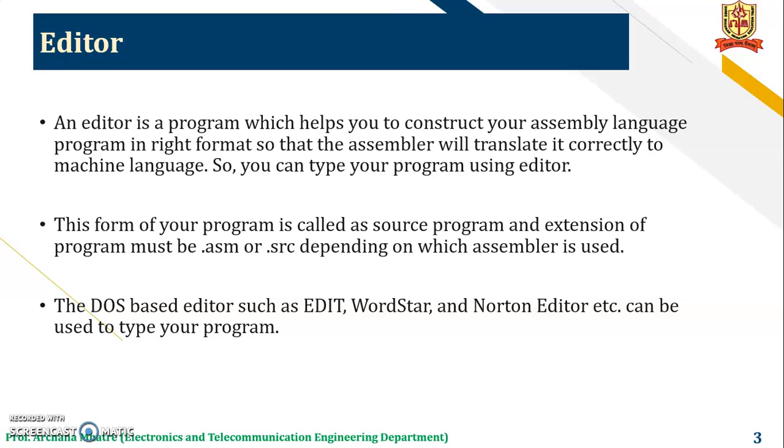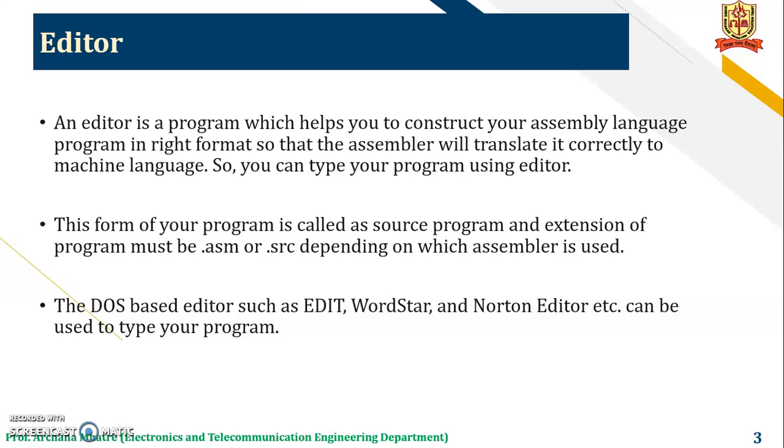First is the editor. An editor is a program which helps you to construct your assembly language program in the right format so that the assembler will translate it correctly to machine language. You can type your program using the editor. This form of your program is called the source program, and the extension of the program must be .asm or .src, depending on which assembler you are using.